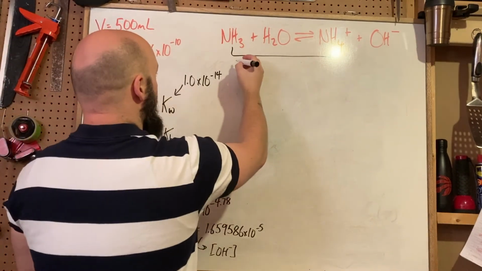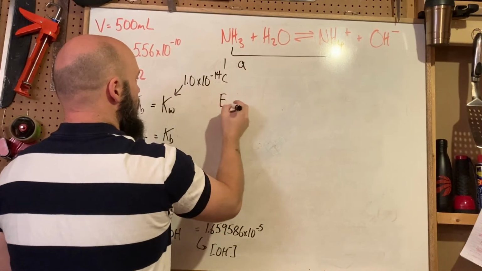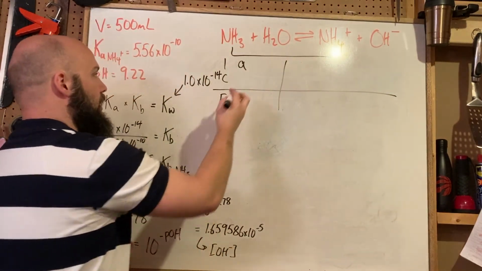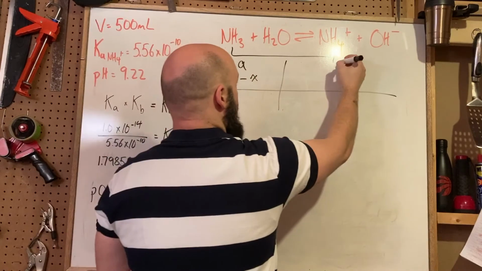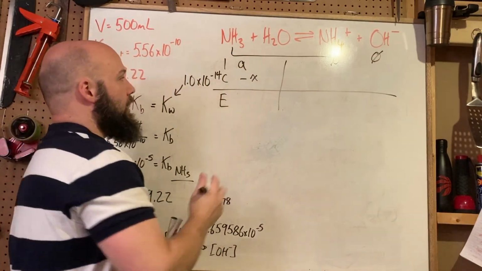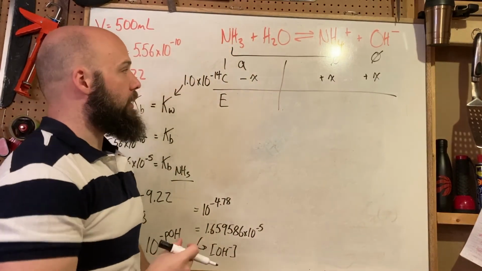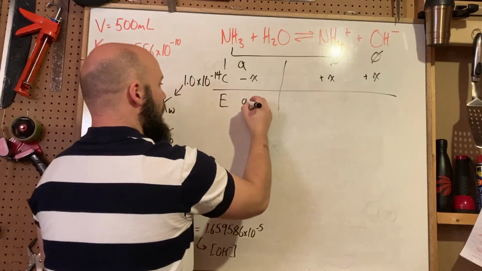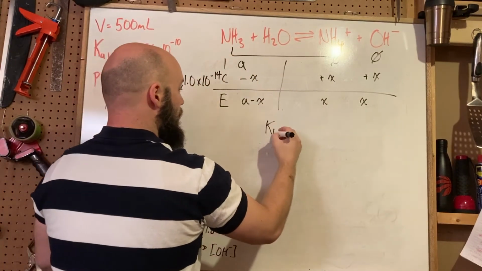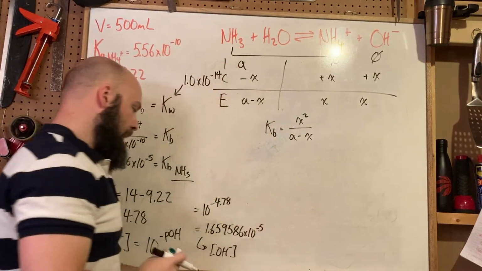So writing our ICE chart, we're going to use A for that initial value. I'm going to separate it here just so we see. Water does not have a concentration. This is going to be minus X. You're going to start with none of your conjugate acid or conjugate base. They're going to change on a 1-to-1 ratio with your reactants, so that your expression is Kb equals X squared over A minus X.